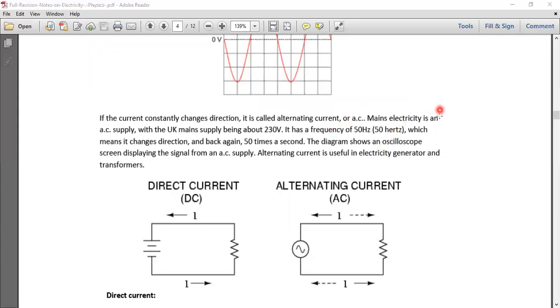Now mains electricity. Mains electricity is an AC supply. The mains electricity that comes is an AC supply, with the UK mains supply being about 230 volt.